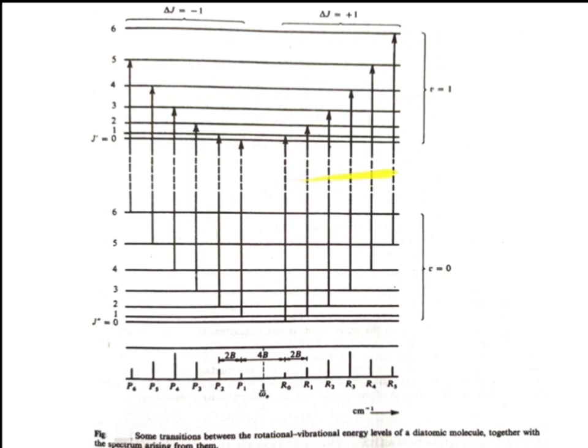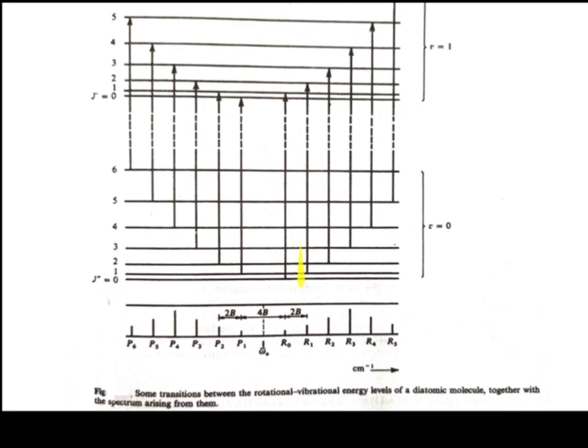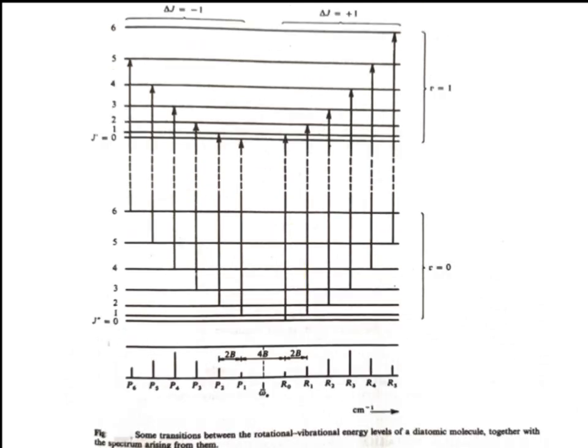Then see the right side, here the first transition is from 0 to 1. So 1 minus 0, what will it be? It is 1. So when delta J is equal to +1, we will observe the R branch. This way we can observe the P and R branches. Whenever the selection rule is delta J is equal to -1, we will observe the P branch, and when the selection rule is delta J is equal to +1, which is observed for the transitions, we will get the R branches. So for the first transition we will see it is a P1.